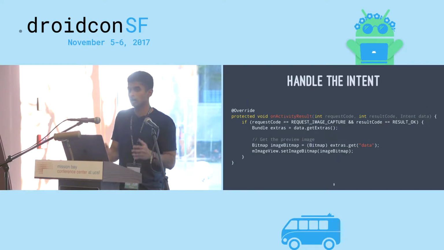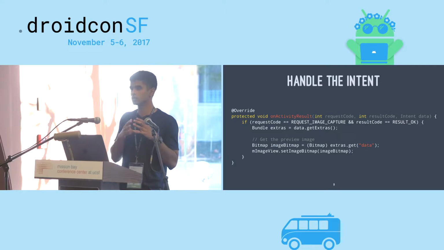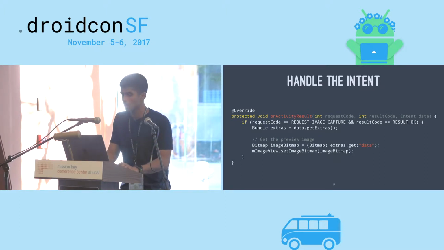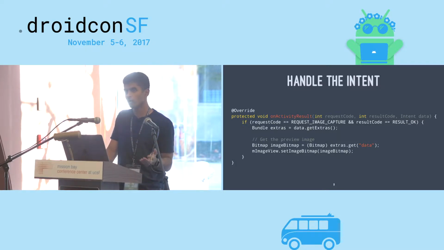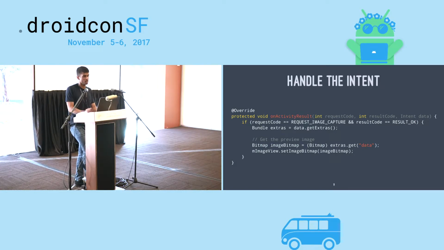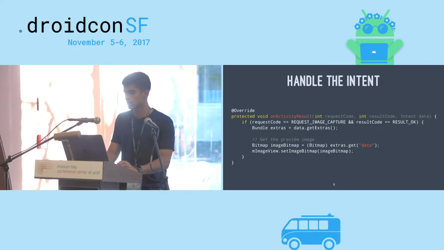Then once that happens, it'll take them into whatever the user selected as their camera handler. And once they take a picture, it'll come back, and in onActivityResult, you'll be able to set a preview image based on the intent result. If you want the full image, you have the option of passing in a URI when you create the intent, and on result, you can check the URI and upload the image or display the image.